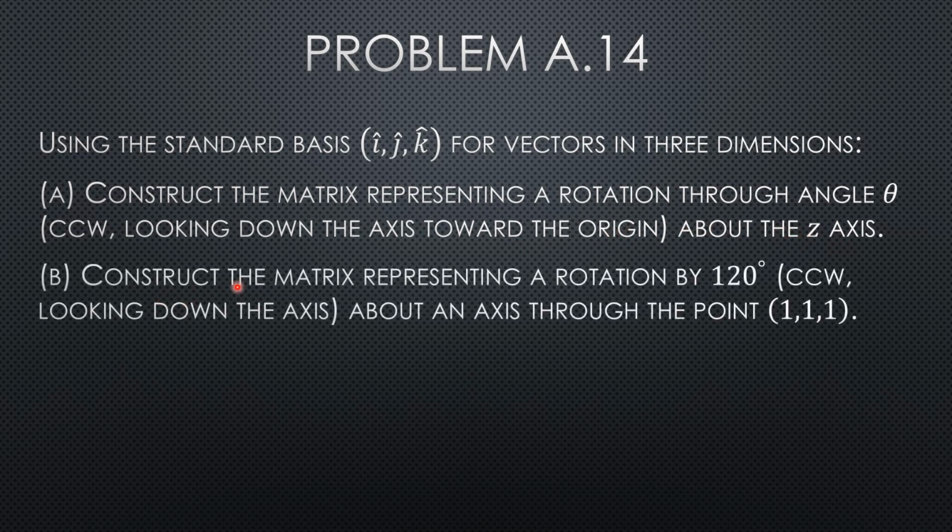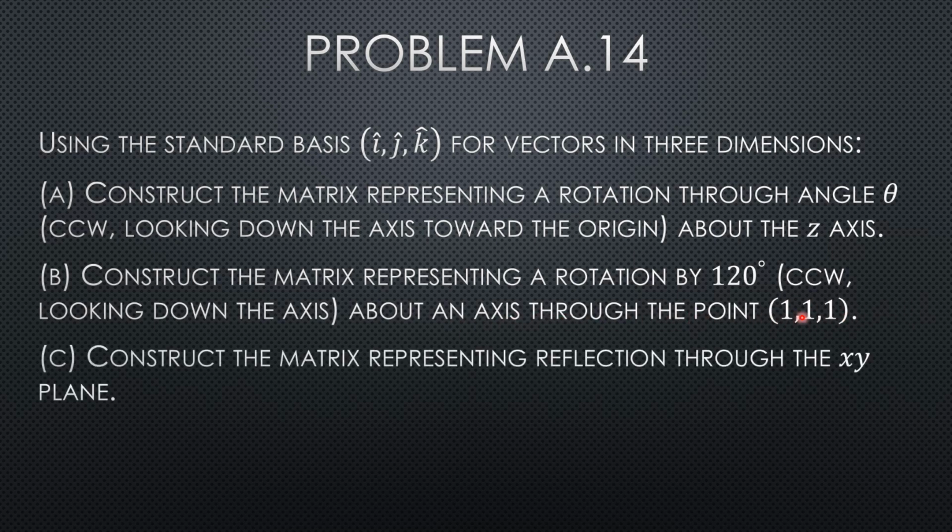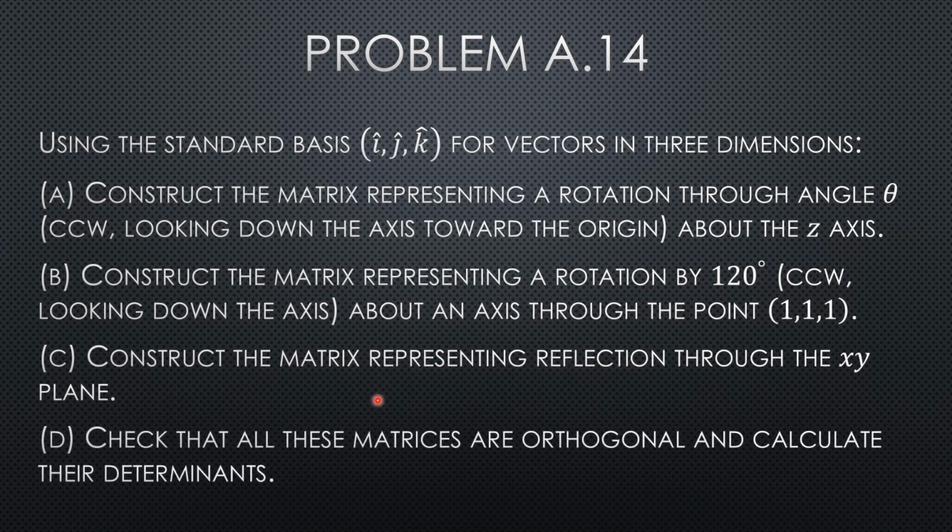Part B, construct the matrix representing a rotation by 120 degrees counterclockwise, looking down the axis, about an axis through the point (1, 1, 1). Ooh, this one's a little mind-bending. In part C, construct the matrix representing reflection through the xy plane. And finally, but certainly not least, check that all these matrices are orthogonal and calculate their determinants. Very, very important question.